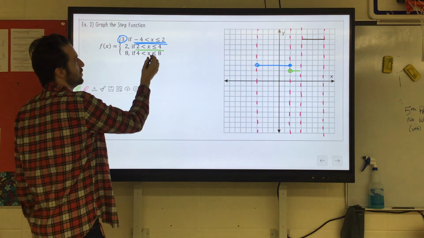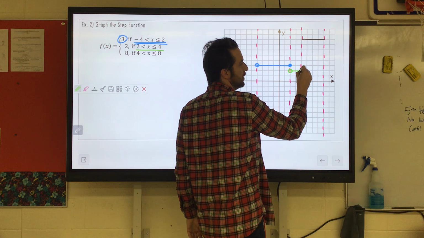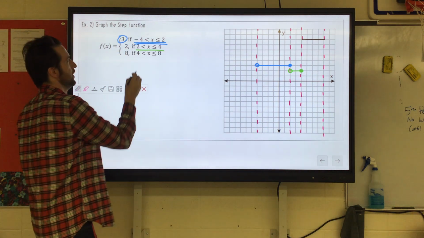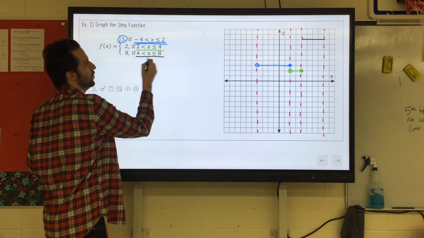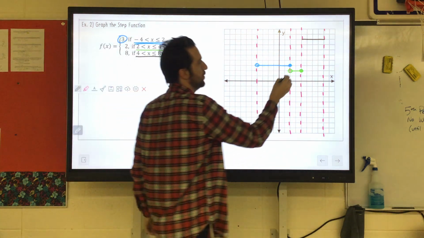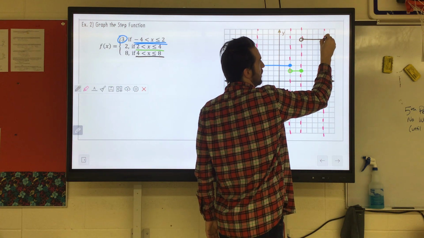And then once it gets to 4, it's got the or equal to, so it's going to have a solid dot at the end of that one. And then we're jumping up to the 8. And so it's 4 is less than x is less than or equal to 8. So it's going to be an open dot on the 4, but a closed dot on the 8.